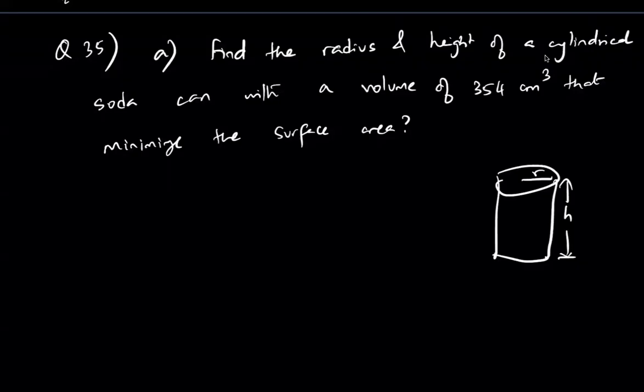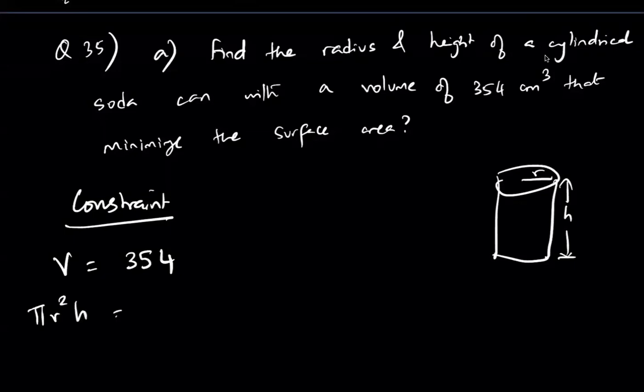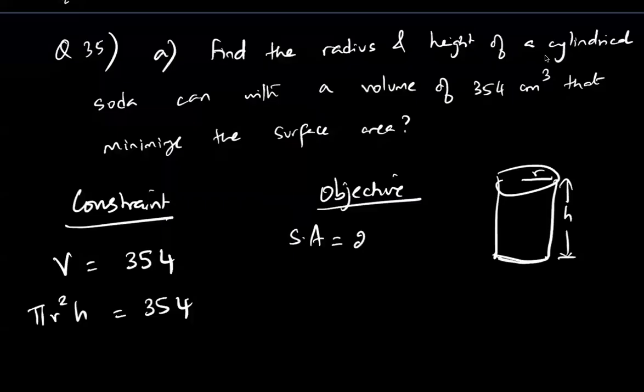Okay, so what is my constraint here? My constraint is that volume is 354. Volume of a cylinder is pi r squared h, which is 354. My objective is to minimize the surface area. The surface area: the base is pi r squared, the top is pi r squared. Add them up, you have 2 pi r squared plus 2 pi r h as the surface area.